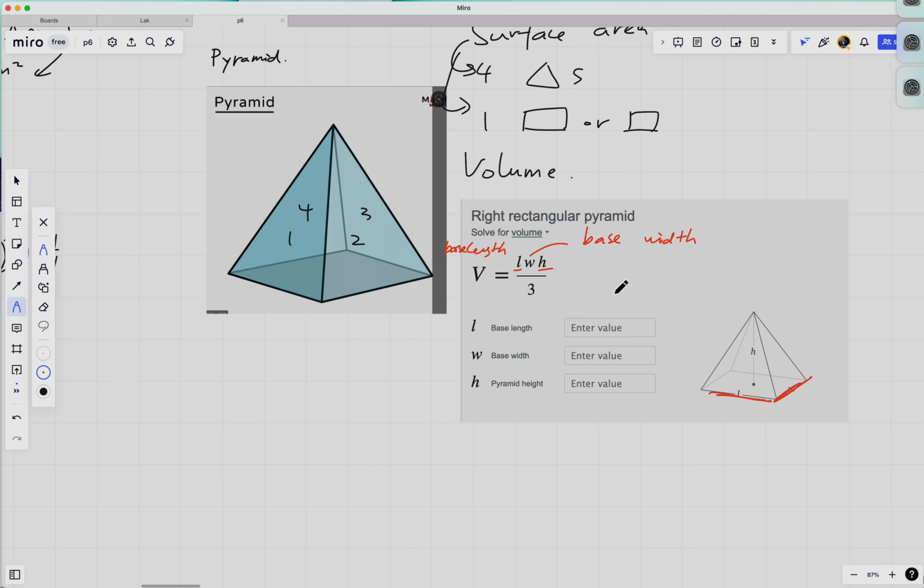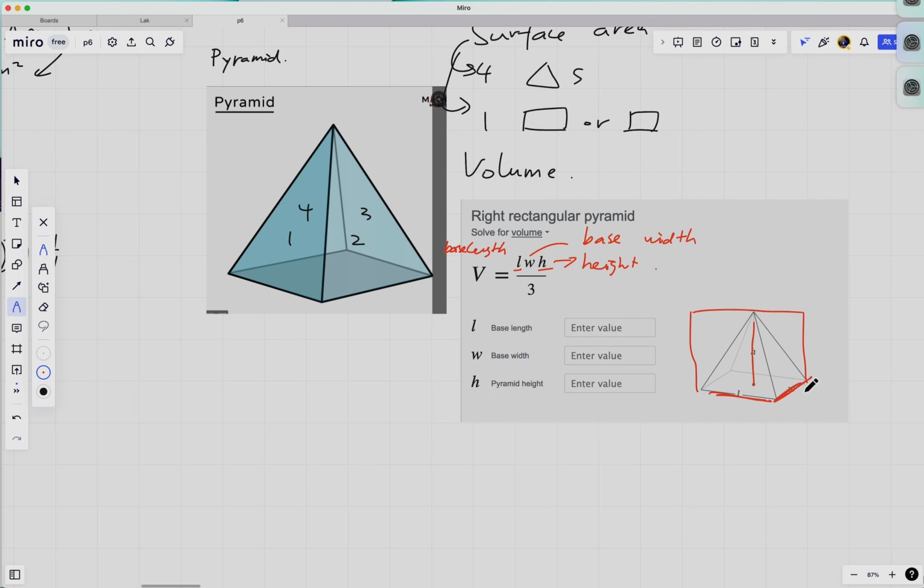H is actually the height. So it's the height. So far so good, right? Yeah. Then you can actually see this as 1/3 of a cuboid.